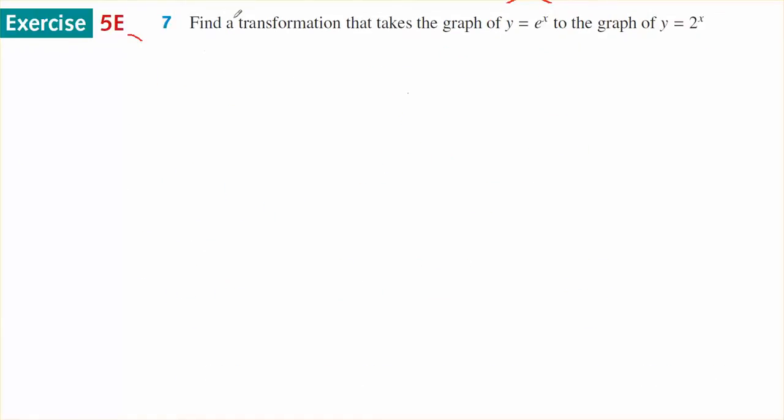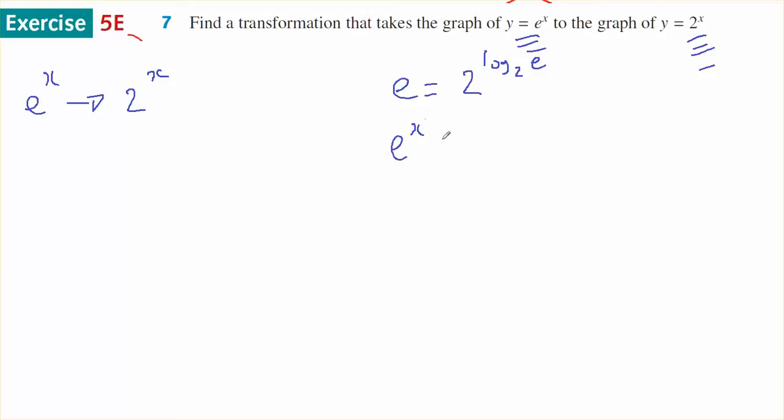Now let's consider question 7. Find the transformation that takes this to this. Okay, I've got e to the x and it's becoming 2 to the x. I know that e equals 2 to the log base 2 of e, which means e to the x equals 2 to the log base 2 of e, also to the power of x.